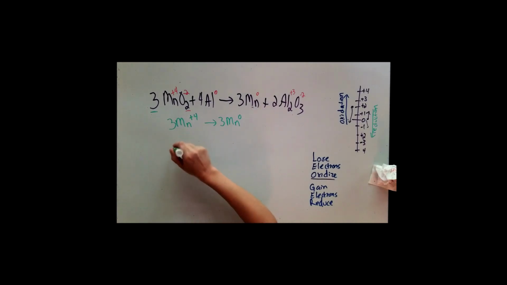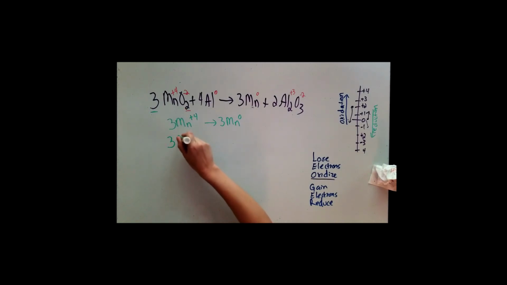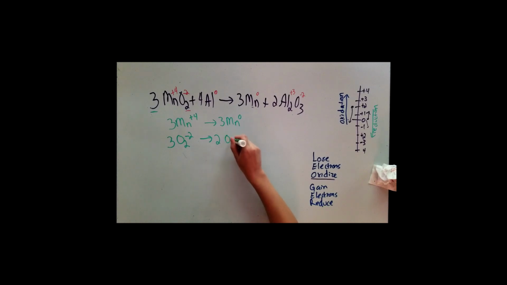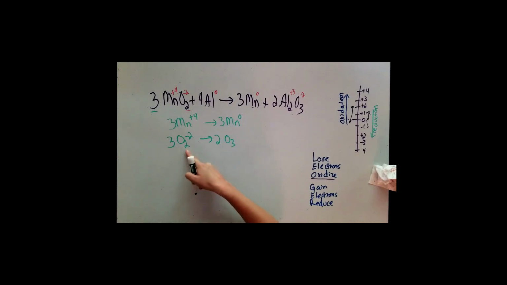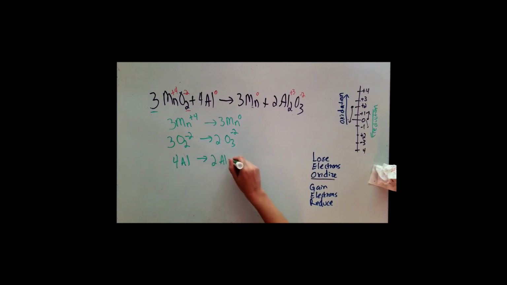Okay, let's look at oxygen. I have 3 O2s with a -2 charge. On the product side, I have 2 O3s, keeping it balanced, right? 6 and 6 oxygen atoms on both sides with a -2. Last but not least, 4 aluminums. And I have 2 Al2s, which is still 4 aluminums, but on the product side, the charge is a +3. Notice I forgot the charge over here. It was neutral. So let's see who's doing what.